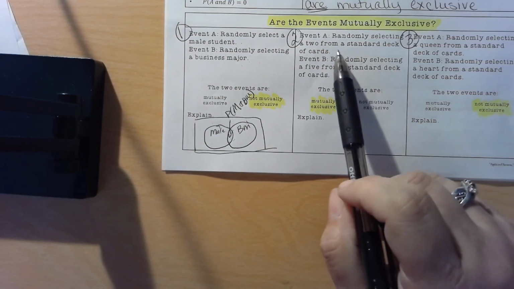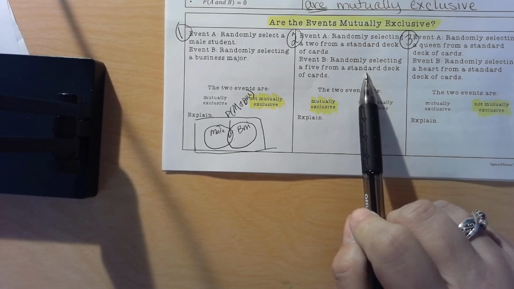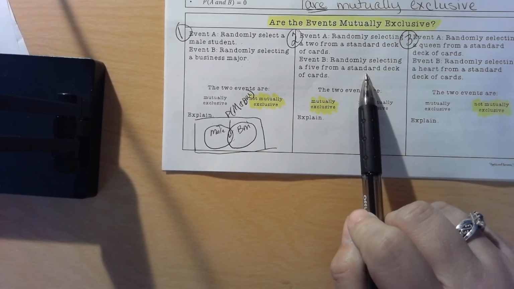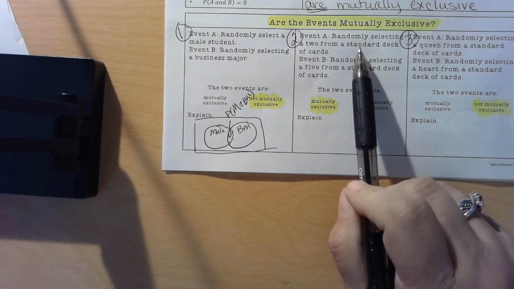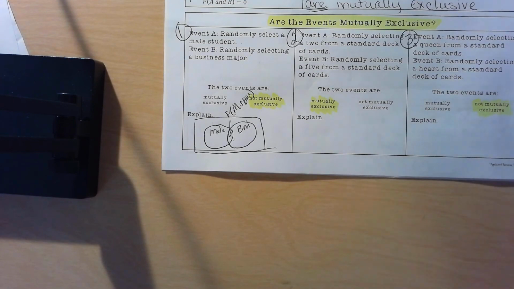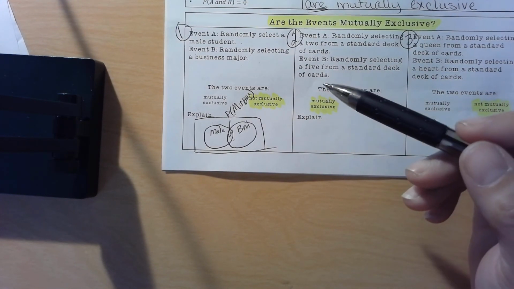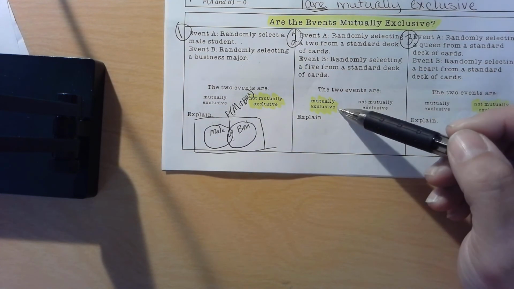Can you select a 2 from the standard deck and select a 5 simultaneously? No, they are not going to be the same card, so they are mutually exclusive.